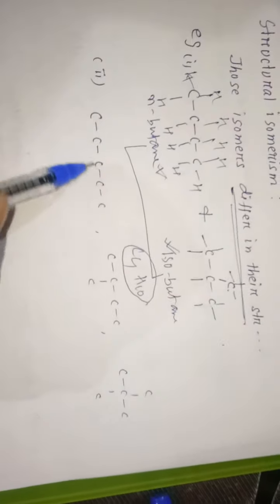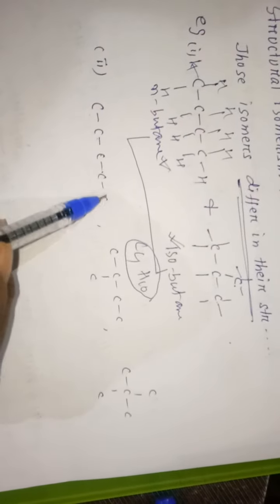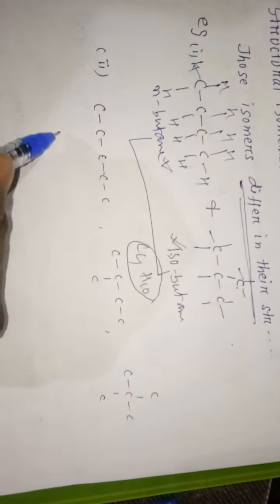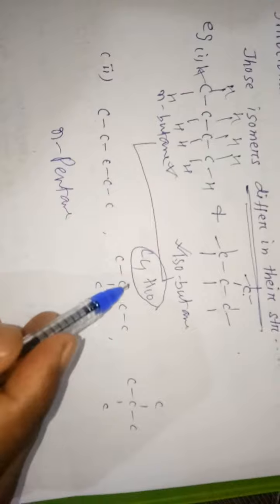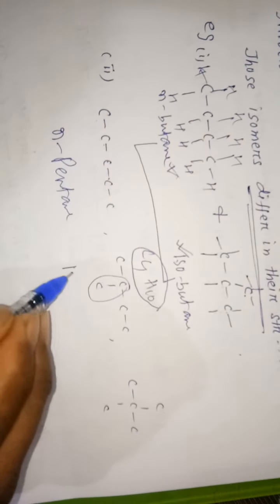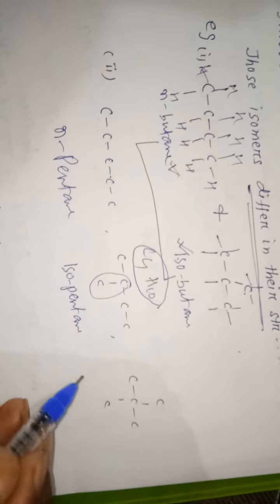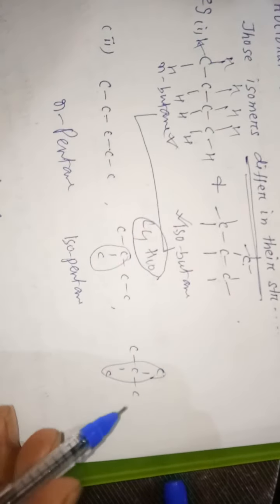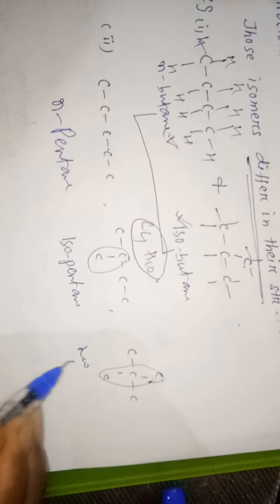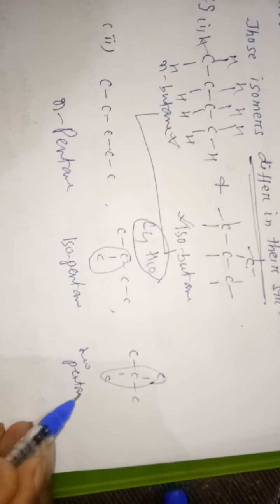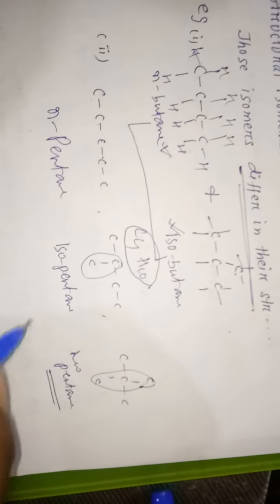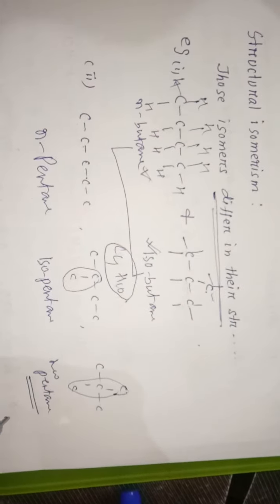Now another example we are taking. How many carbons is this? 1, 2, 3, 4, 5 carbons. This is n-pentane. The one with 1 branch is your isopentane, and the one with 2 branches is your neopentane. So all these things are your structural isomers.